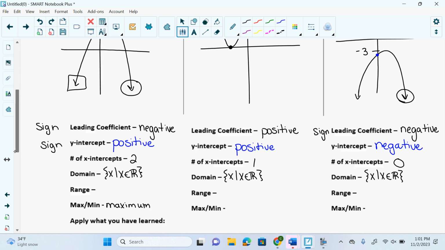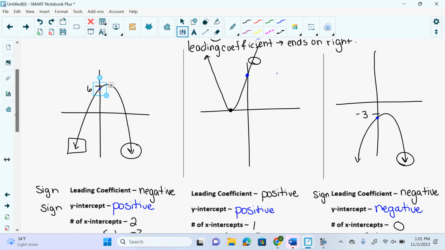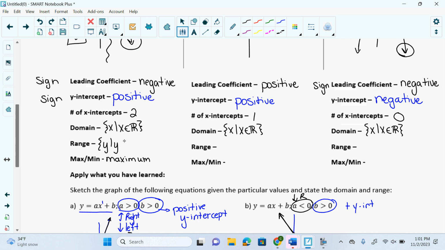6. So my range is going to be y such that y is, here's 6, and the whole graph is below it or above it? Below it. So I say less than or equal to, and it's equal to it because 6 is the highest I go. 6. Y is an element of the reals.